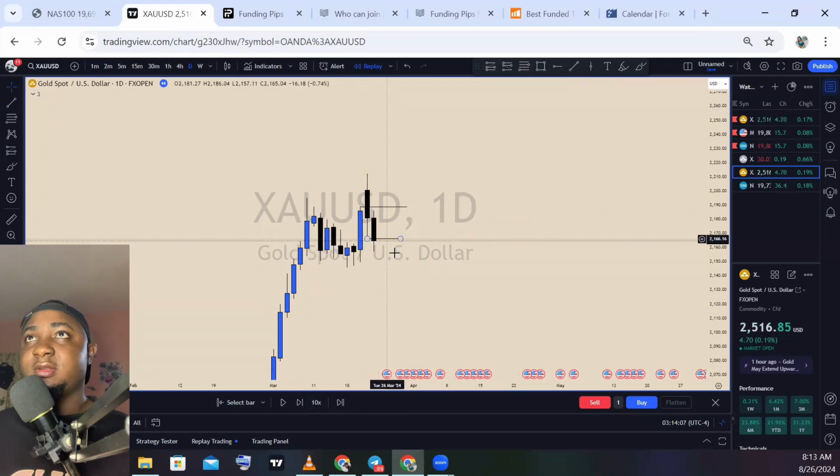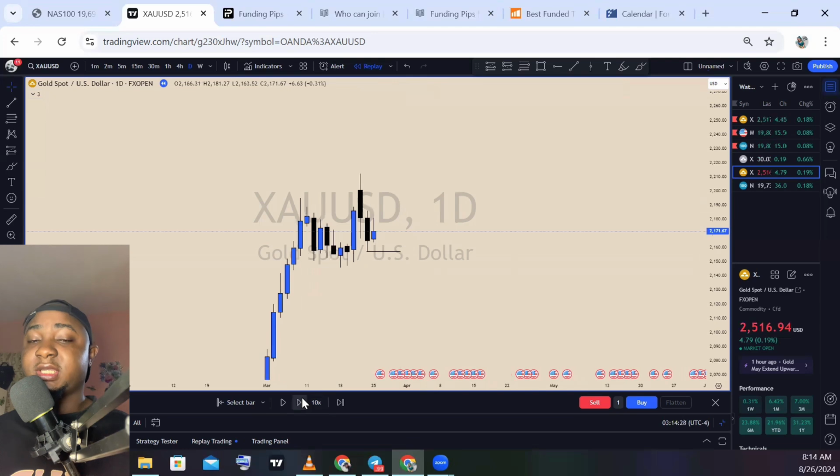So you see, we took out the low, and look at what happened. We closed a little bit outside the range. It's still a close. So what are we anticipating? We're anticipating for price to come again and take out this candle's low. That's what we're anticipating right now. Price will take out this candle's low. So let's see if that happens. Okay, it did not happen.